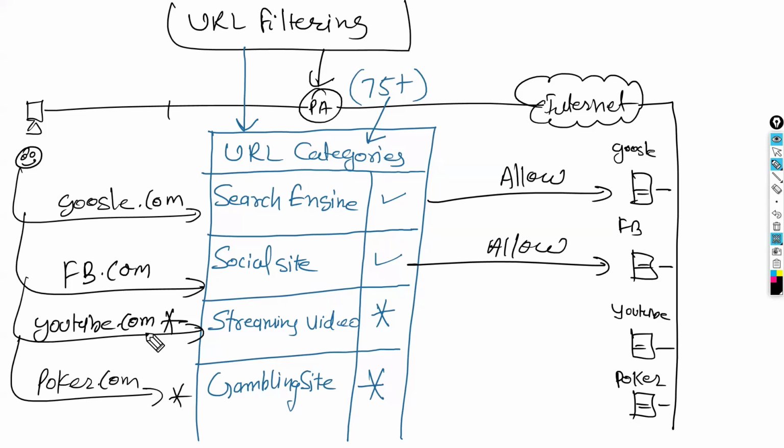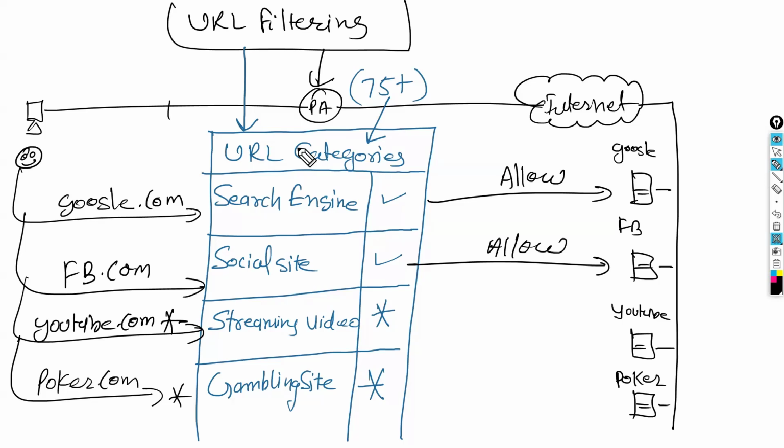Now, Palo Alto says that if in your organization certain URLs should be allowed and certain URLs should not be allowed, there is no need to purchase any dedicated proxy server. You can use our URL filtering feature. Using it, you can control URL access. Done. But if you want more control, then you have to go to proxy server solutions. Otherwise, there is no need to purchase a proxy server.